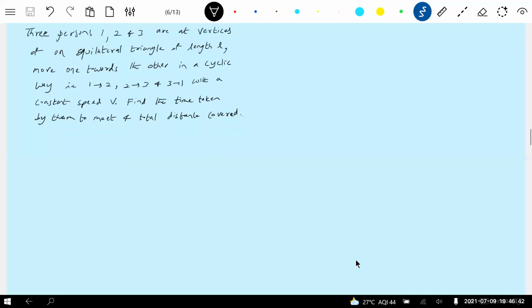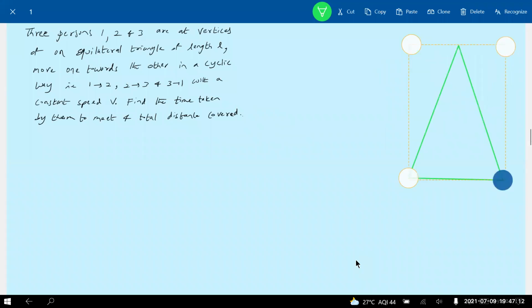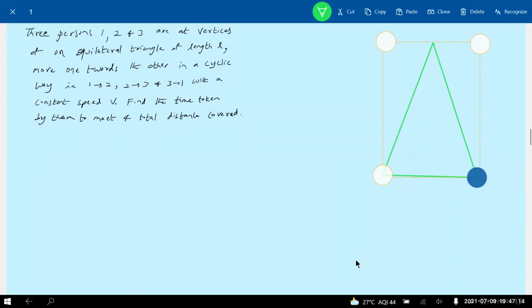Three persons, 1, 2, 3 are at the vertices of an equilateral triangle of side L. They move one towards the other in a cyclic way, that is 1 towards 2, 2 towards 3, 3 towards 1, with a constant speed v. Find the time taken by them to meet and the total distance covered. A student has to learn this, then apply it to various situations.